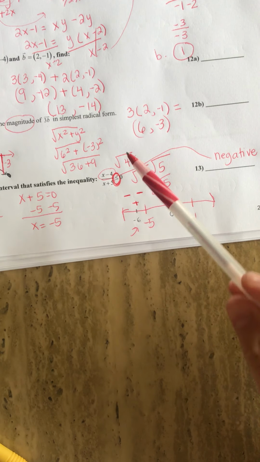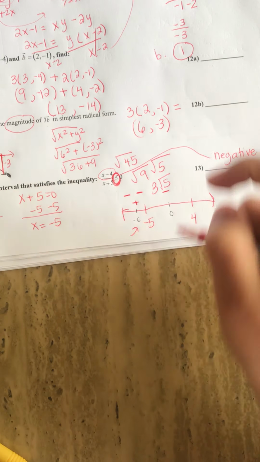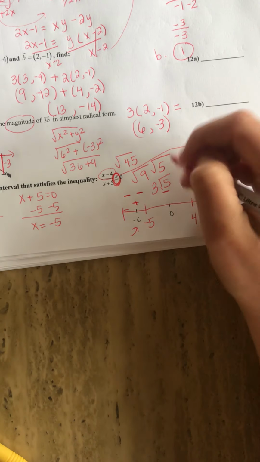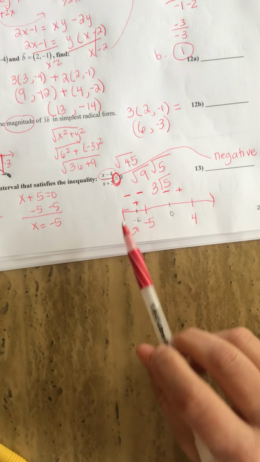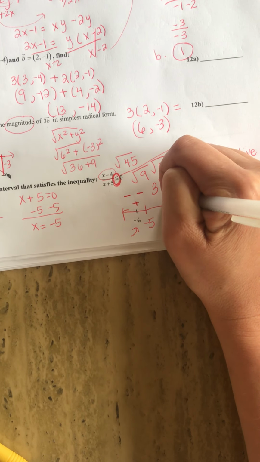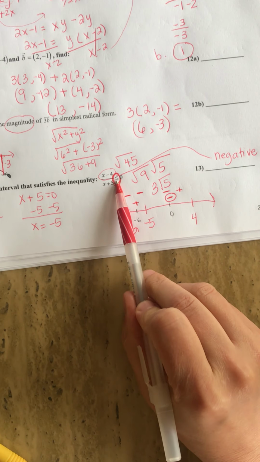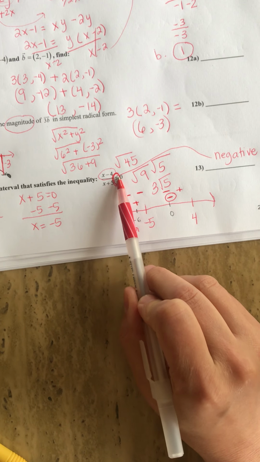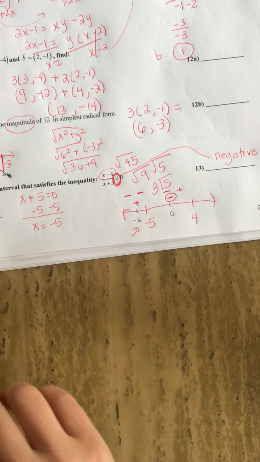0 minus 4, that's going to give me a negative. 0 plus 5, that's going to give me a positive. A negative divided by a positive gives me a negative. So yes, that does satisfy. This whole quantity is then less than or equal to.